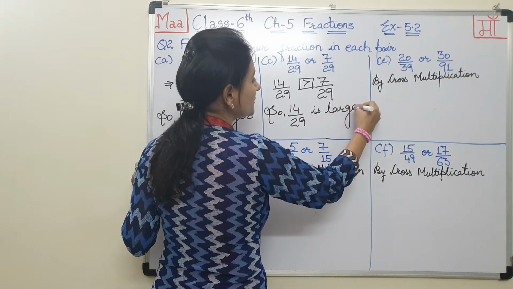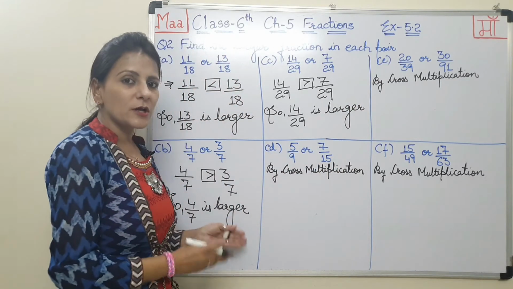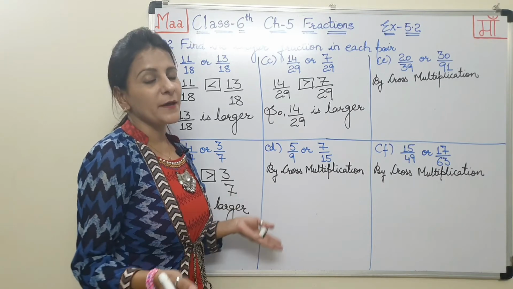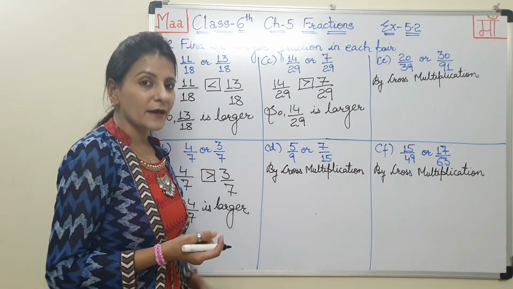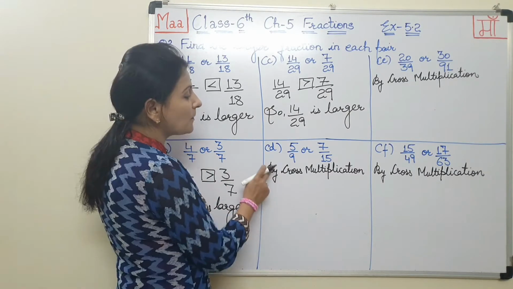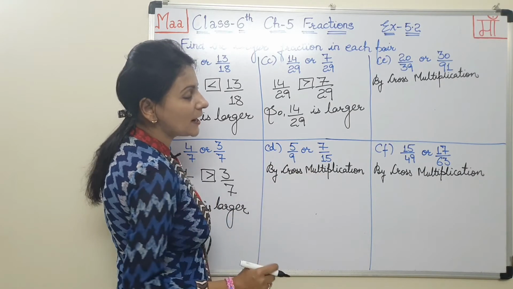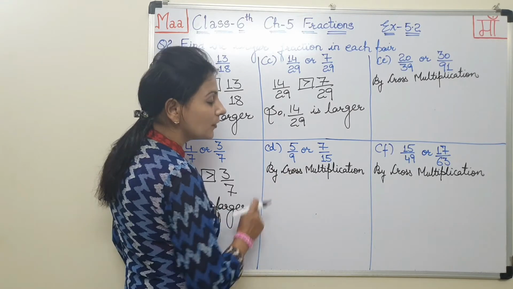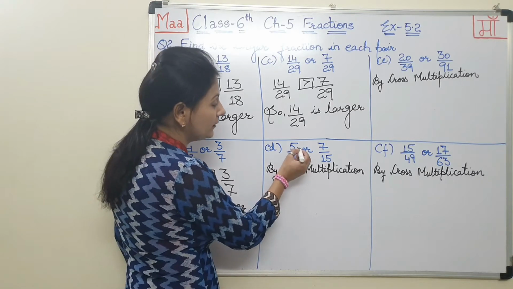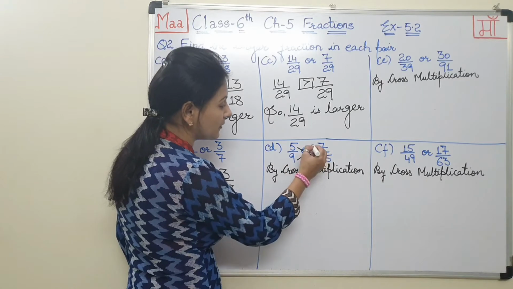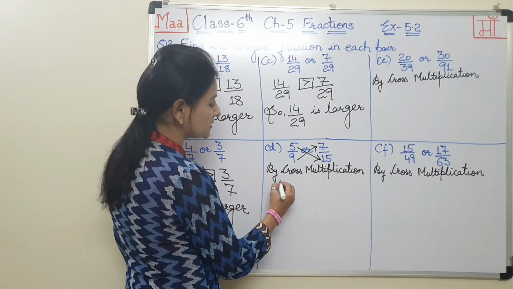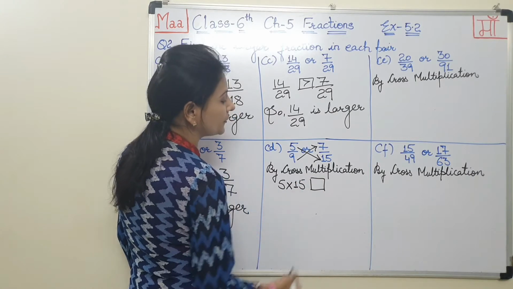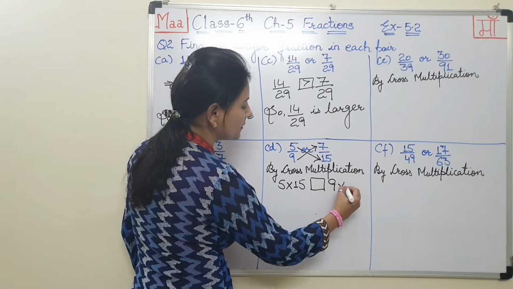So part A, B and C are quite simple because there the denominators are same. So when the denominators are same we compare only the numerator and then the result becomes very easy. Now from part D the denominators are different. So again if the denominators are different we will follow the method of cross multiplication. So here 5 will be multiplied by 15 and 9 will be multiplied by 7. So this side we will write 5 multiplied by 15. In the center we will draw one box, and 9 multiplied by 7.